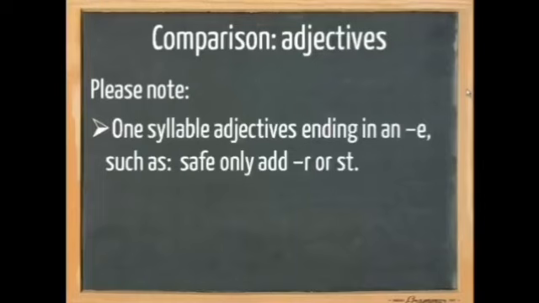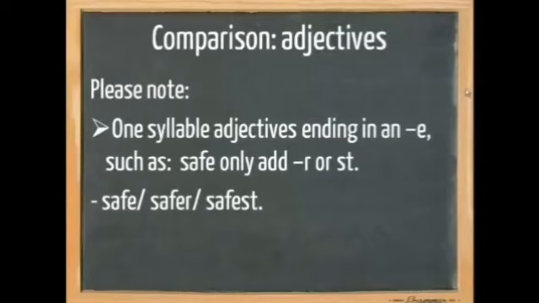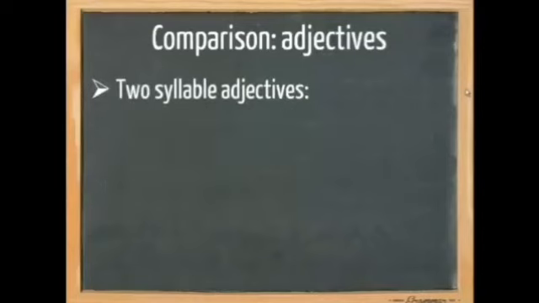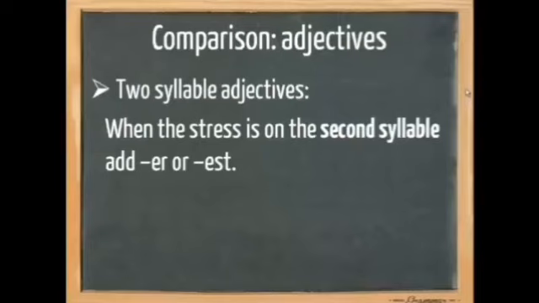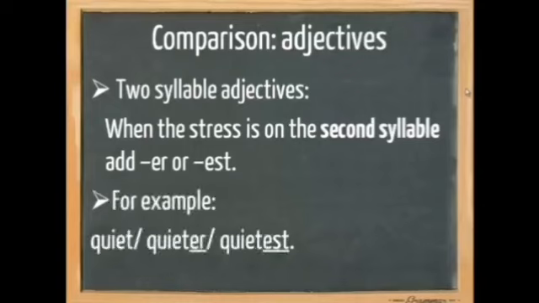Now please note, one-syllable adjectives that end in an E, such as safe, we only add an R or ST. Safe, safer, safest. Now it is a little bit trickier when it comes to two-syllable adjectives. When the stress is on the second syllable, we add ER or EST to the adjective. For example, quiet, quieter, quietest. The stress in quiet is on the final syllable. So we add ER and EST.